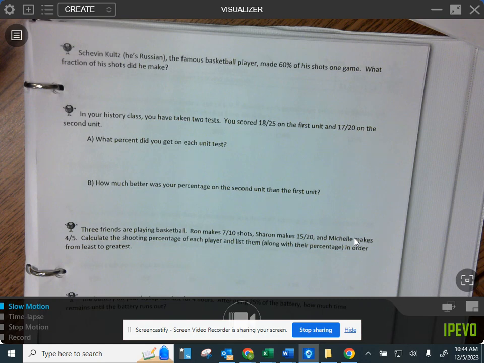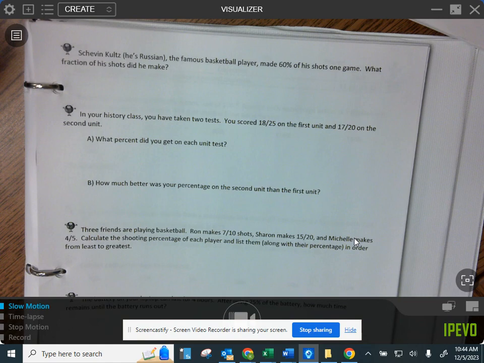So Shevin Kultz, he's Russian, silly Shevin Kultz. The famous basketball player made 60% of his shots one game. What fraction of his shots did he make? So what do you think I have to do?